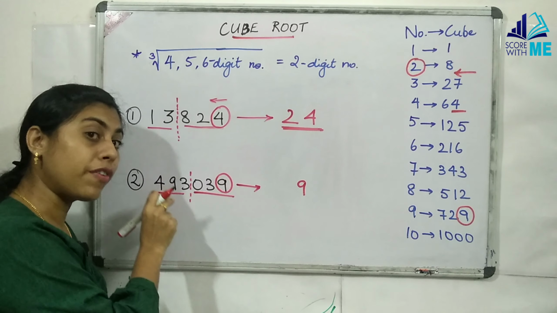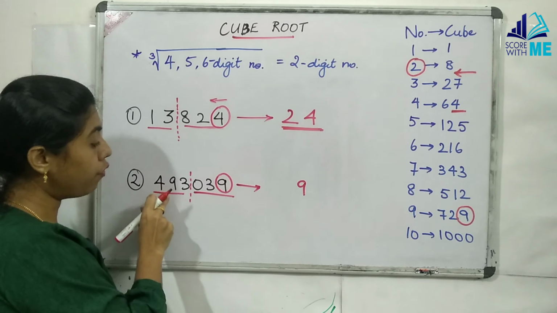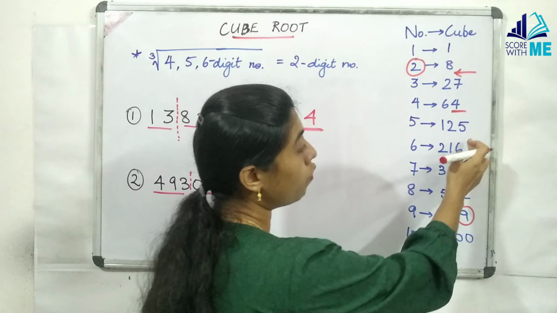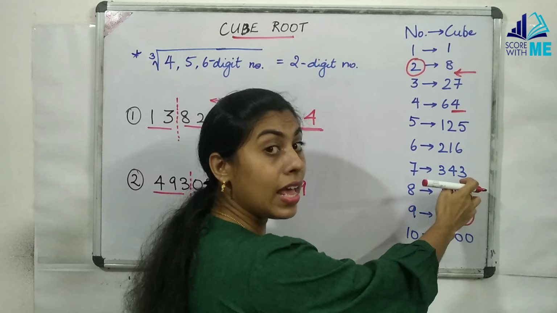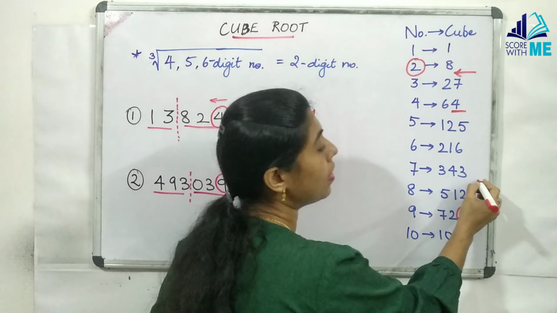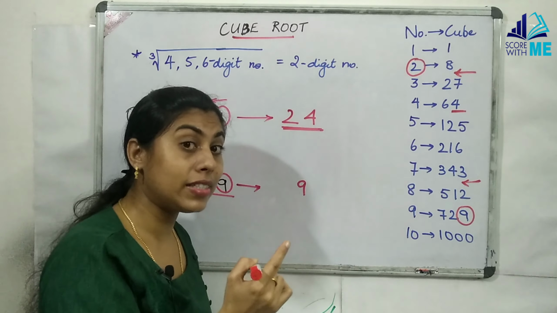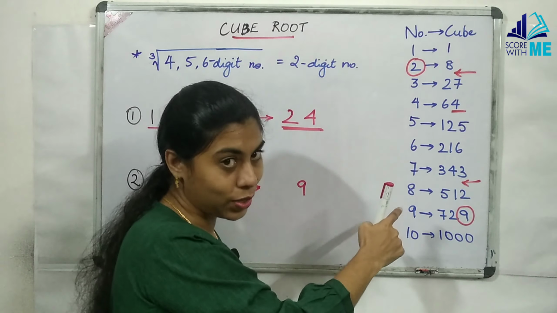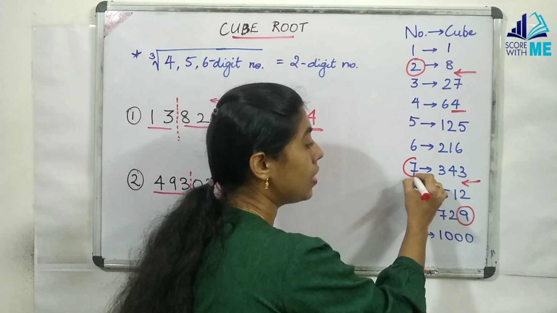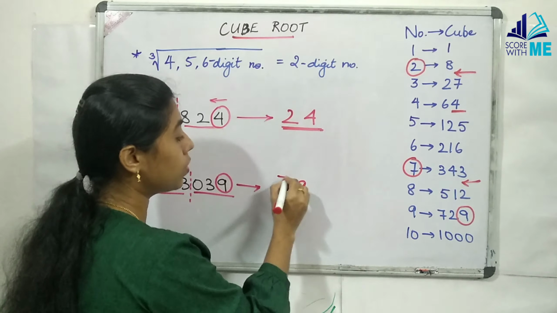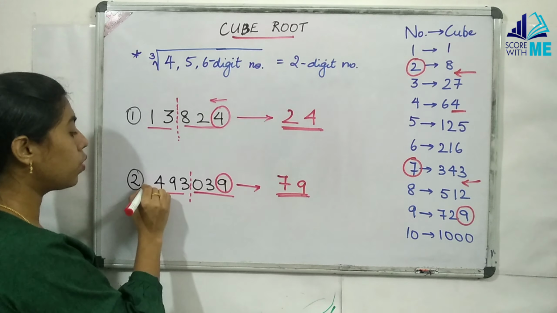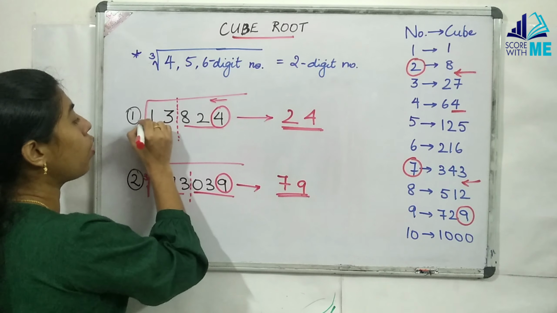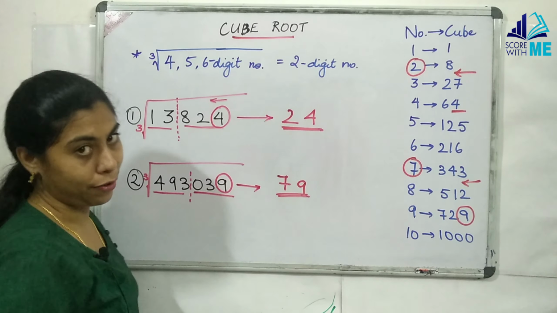What we do with this? We find the nearest cube that 493 can give us. 493's nearest cube. Let us see here. 493 is greater than 343 but lesser than 512. So that its range lies here. We always take the smaller number. So 493 lies in the range between 7 cube and 8 cube. We take the smaller number. So hence 7 will come in the tens place. So this is the cube root of 493,039 and the cube root of 13824 is 24.